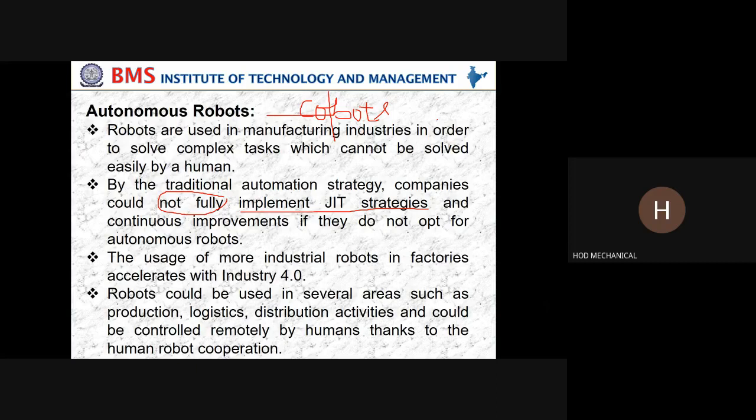The meaning of collaborative robots is that the human is going to be there, and the robots are also going to be there. Now I am present, and the robots are also present. Both of us interact and carry out the operation, which we generally call cobots.